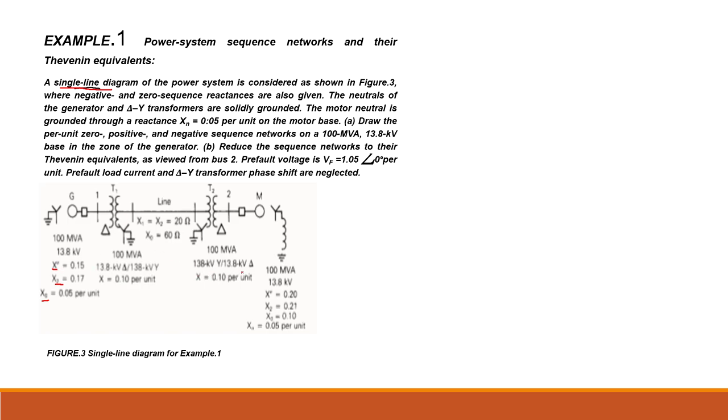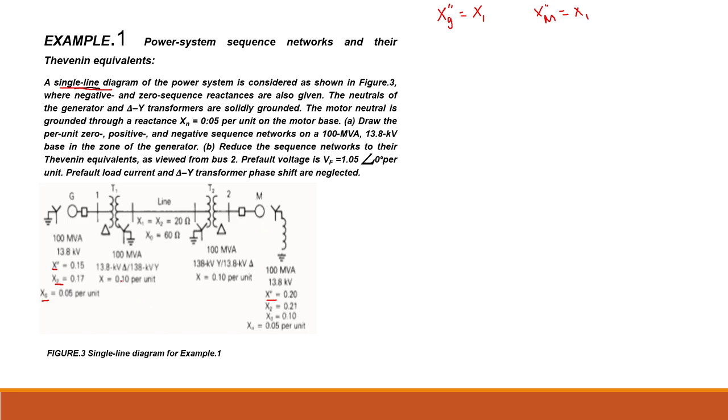As we said in the previous lectures, the subtransient reactance of the generators is always equal to the positive sequence reactance. And the same for the motor. The subtransient reactance of the motor is equal to the positive sequence reactance. So this is the positive sequence reactance of the generator, and this is the positive sequence reactance of the motor.